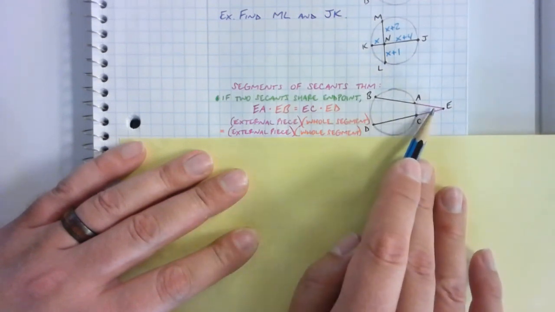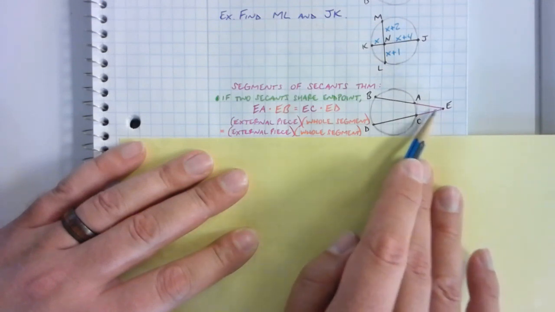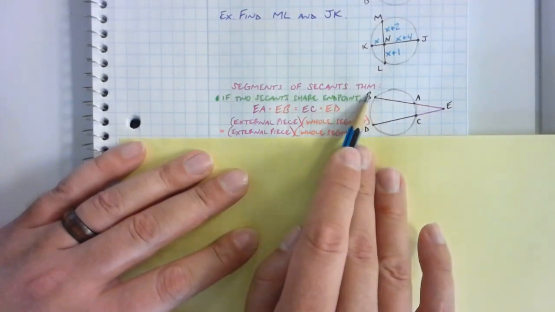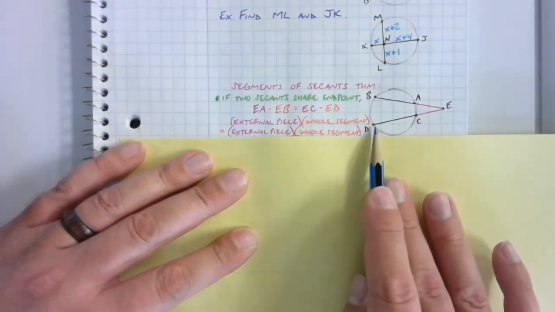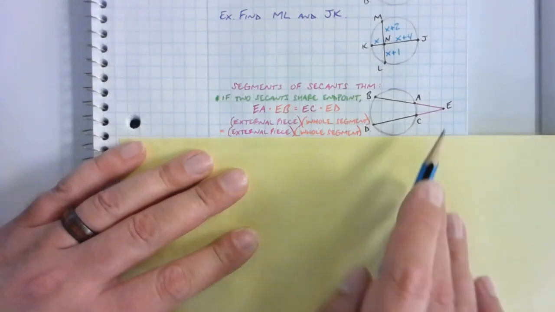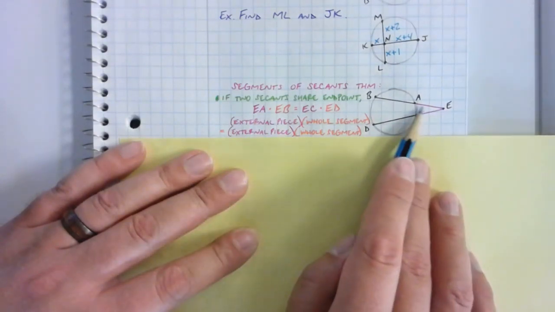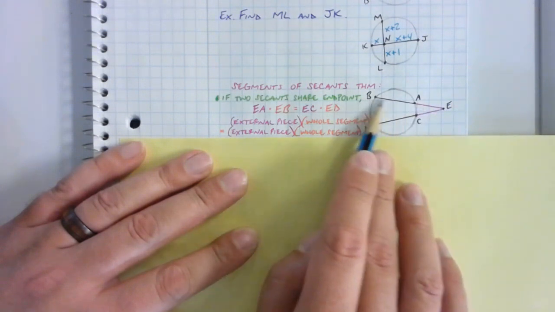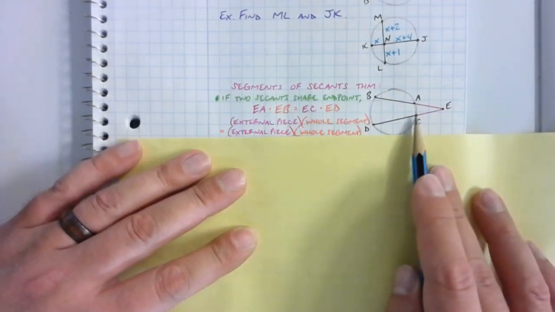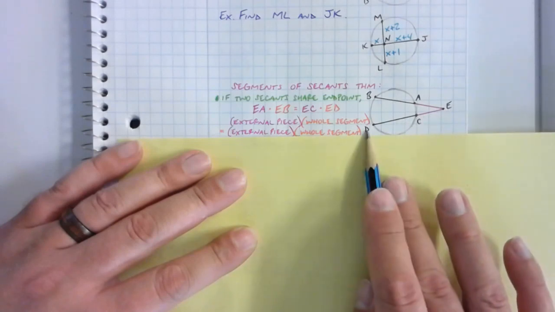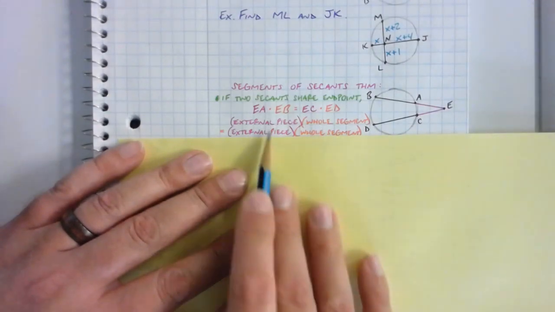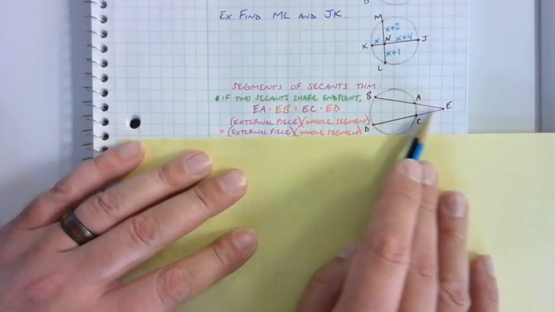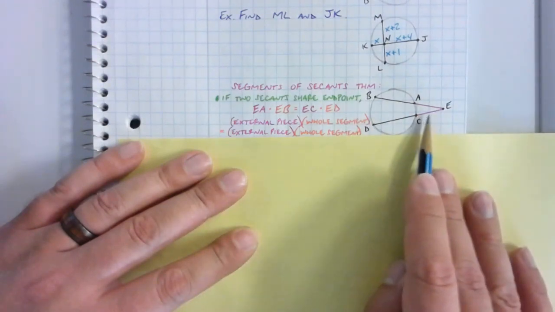So outside piece times the whole segment, and that's going to equal the outside piece times the whole segment. The way this breaks down, the distance from E to A times the whole distance from E to B is going to equal the distance from E to C times the whole distance from E to D. Again, letters are going to be less important here. It's going to be more important to understand which pieces multiply by each other. So again, in plain English: external piece times the whole segment is going to equal external piece times the whole segment.